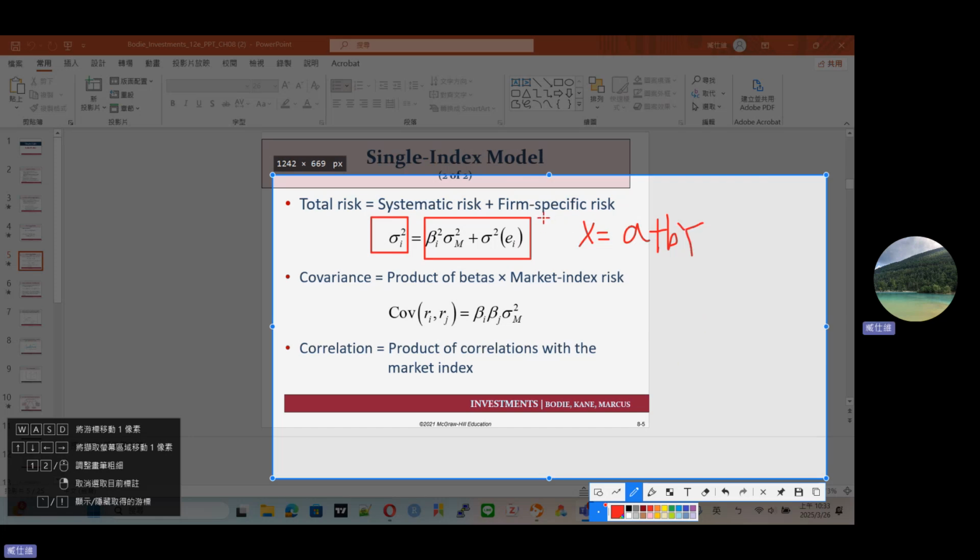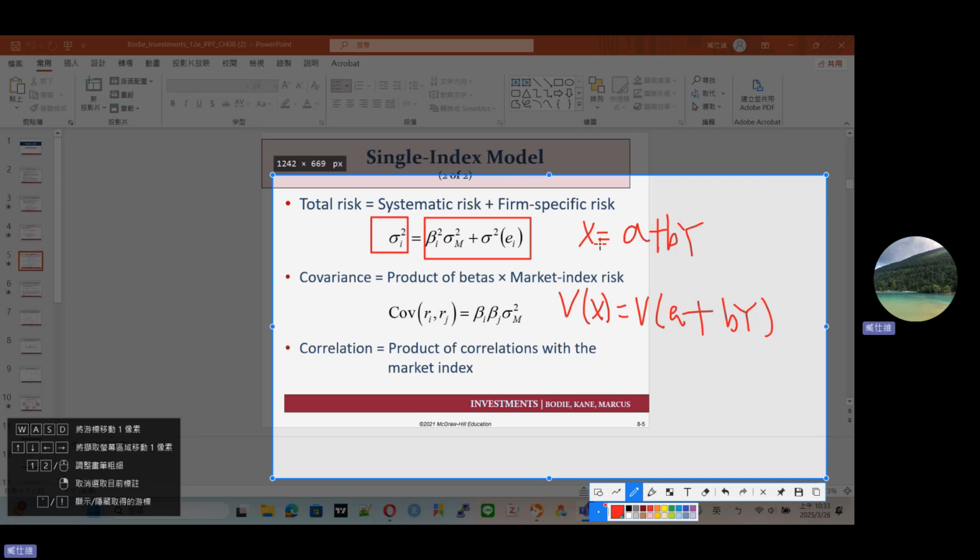If we try to calculate the variance of x, that means we will try to calculate the variance of a plus by, right? So you can derive the following formula. Finally you will get these results.